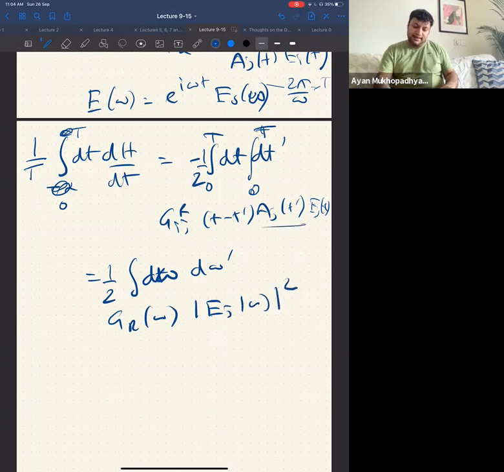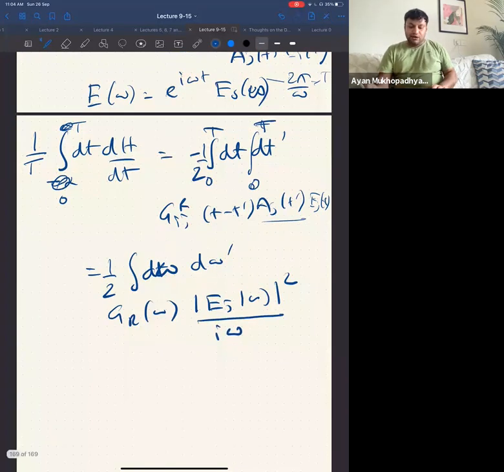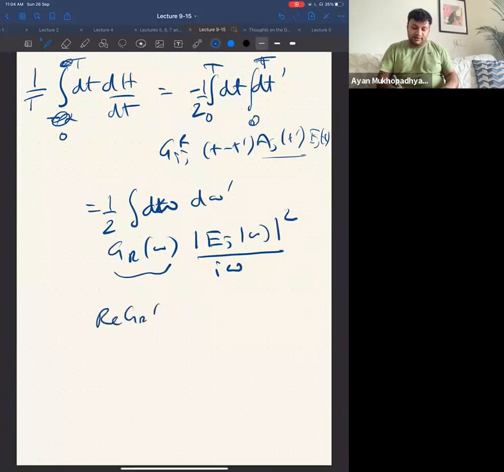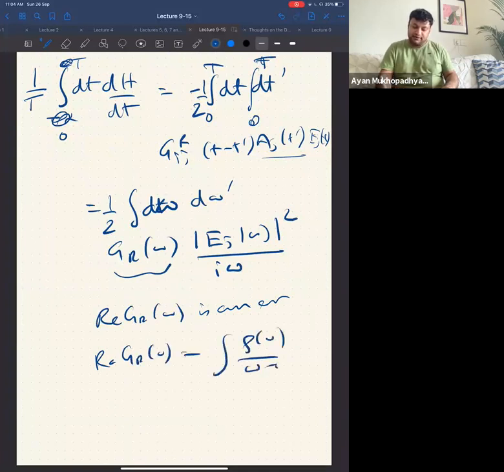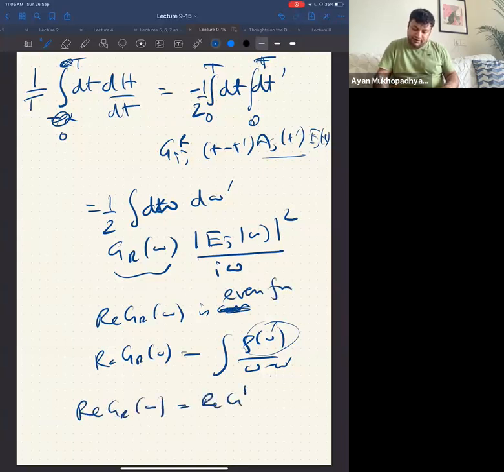And because I can write this as 1 over i omega, and then I have a 1 over i omega here. Now, the real part of G^R(omega) is an even function, because you can go back to this definition: real G^R(omega) was rho(omega prime) by omega minus omega prime. And this rho(omega prime) is an odd function. This is also an odd function. So you can show from this definition that it is an even function. G^R(omega) is even in omega, which means that real G^R(omega) is equal to real G^R(minus omega).